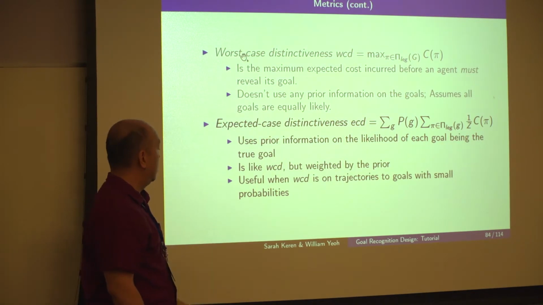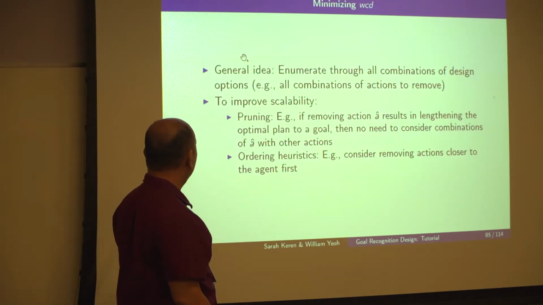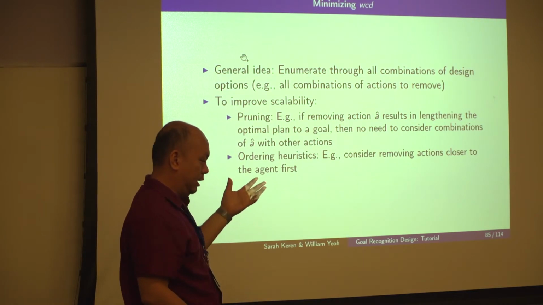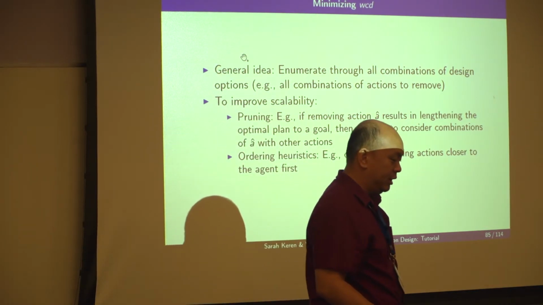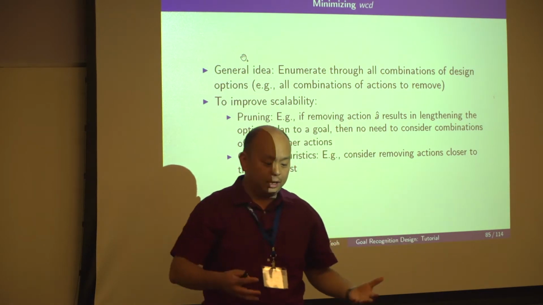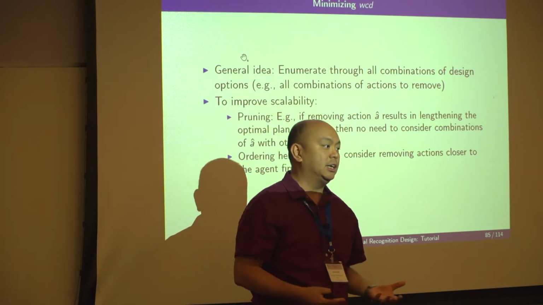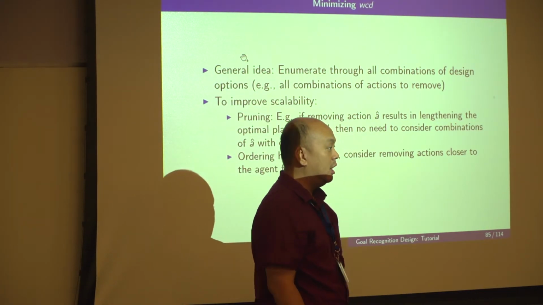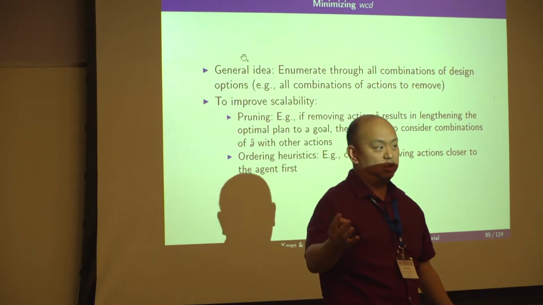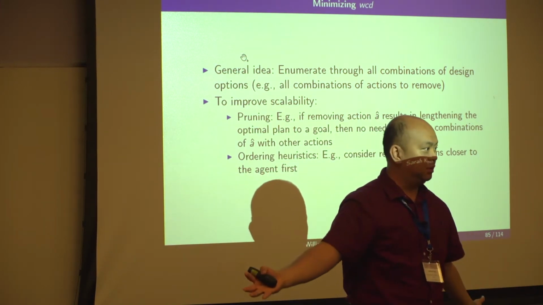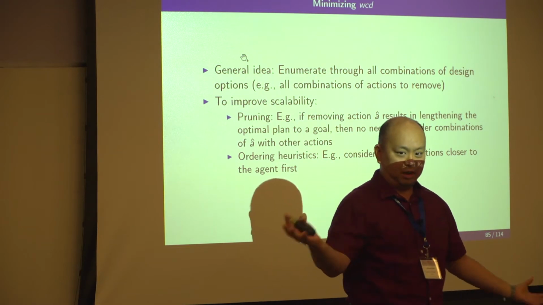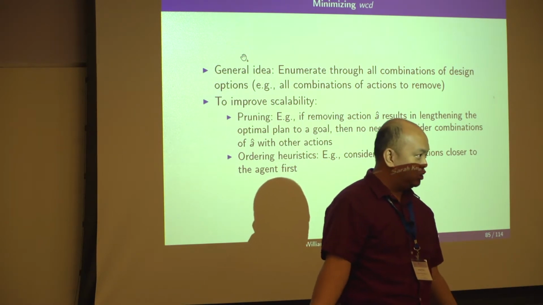Right? So this kind of makes intuitive sense, I think. And now, I slightly talked about it earlier already. Now that we know how to calculate the WCD and ECD and so on, how do you minimize it? Essentially, in the worst case, you have to enumerate through the space of all possible designs, which is really, really bad if the design space is very, very large.